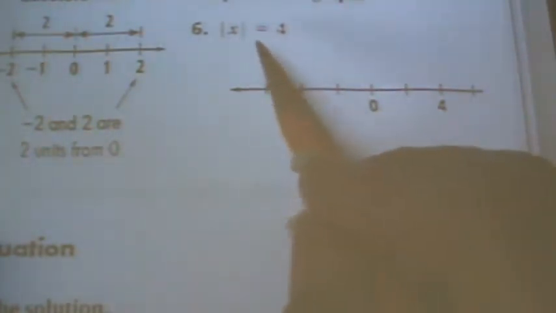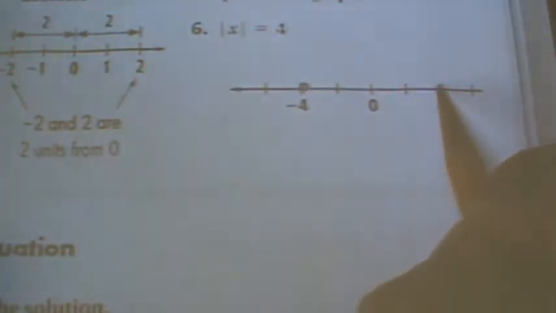But absolute value, do you guys remember what absolute value means? Distance from zero. It's the distance from zero. So what numbers are 4 units away from zero? Plus and minus 4. So these two are your answers, plus or minus 4. Remember this? Okay, so here's your first easy problem.